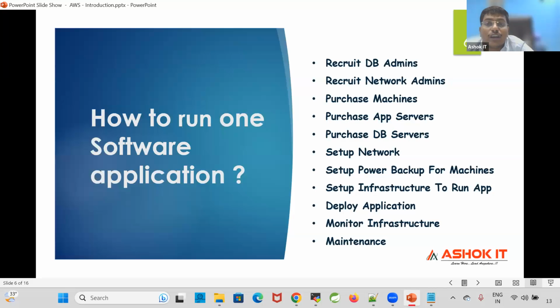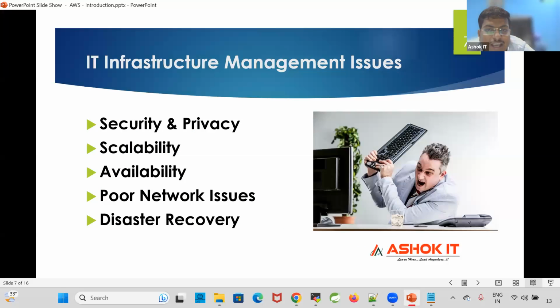So here, not only purchasing the infrastructure, we need to recruit employees also to set up the power, to set up the network, to maintain the machines. So after purchasing the infrastructure, we are going to face some issues. What are the issues? Security issues, privacy issues, scalability issues, availability issues, network issues, and disaster recovery problems.